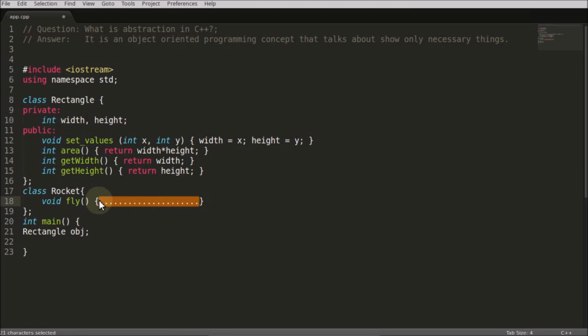And the reason could be anything why you don't want to show that. So hiding the implementation part is called abstraction. Remember this, you're hiding the implementation. You're not hiding the data. That is a different concept. I will talk about that in my next video.